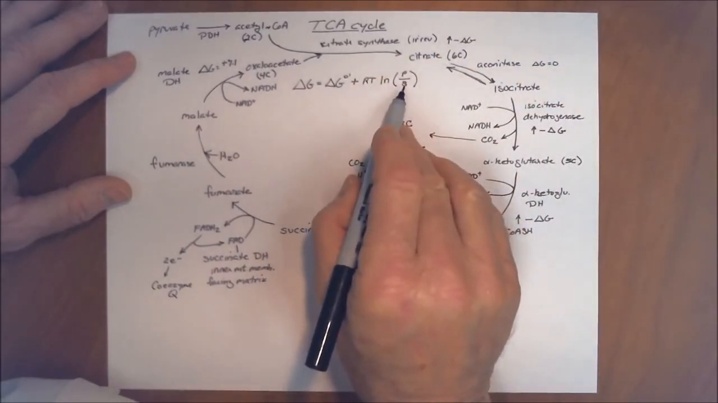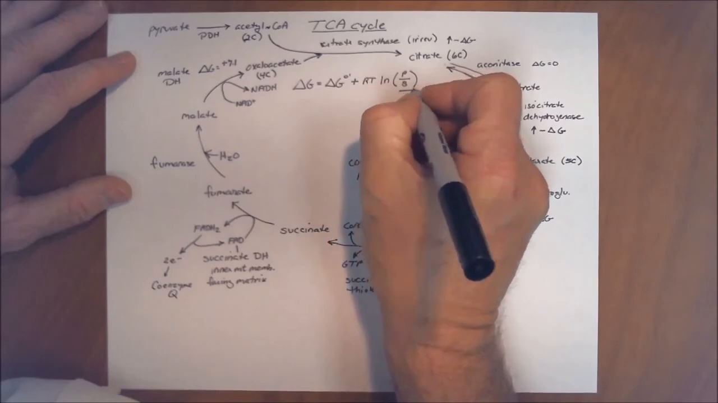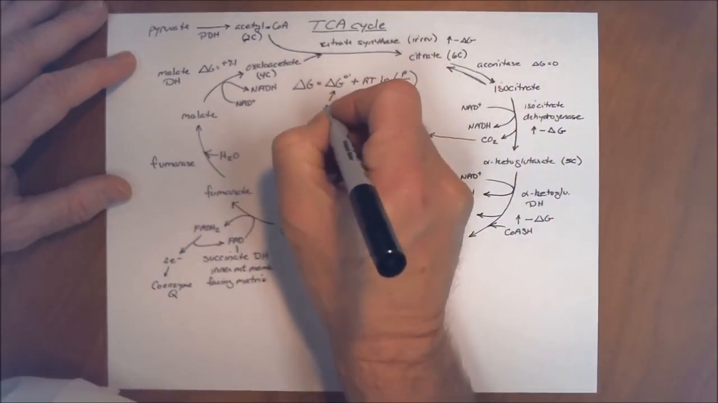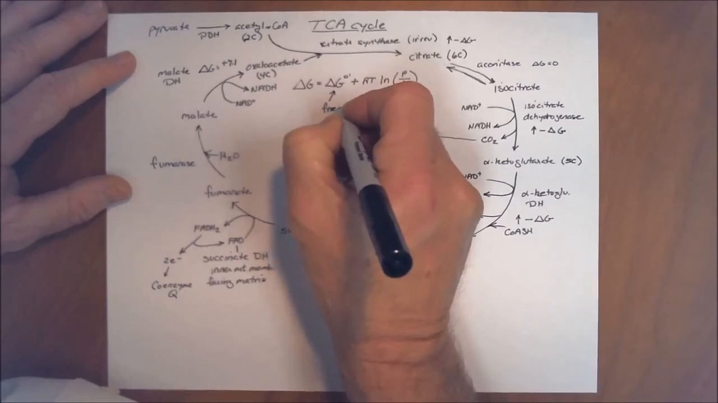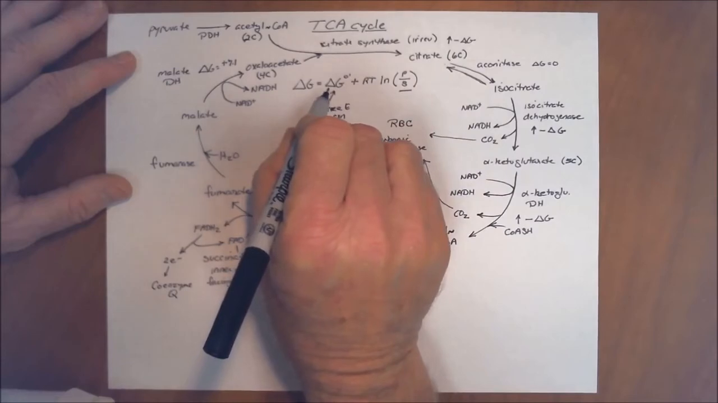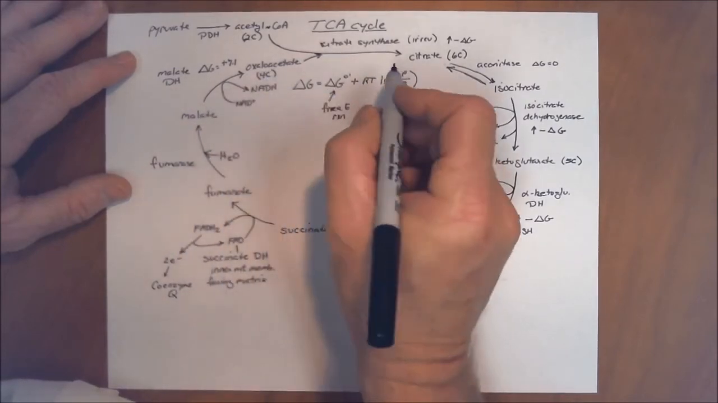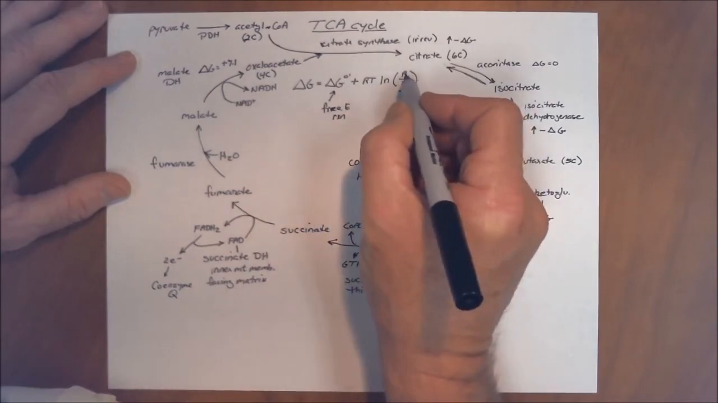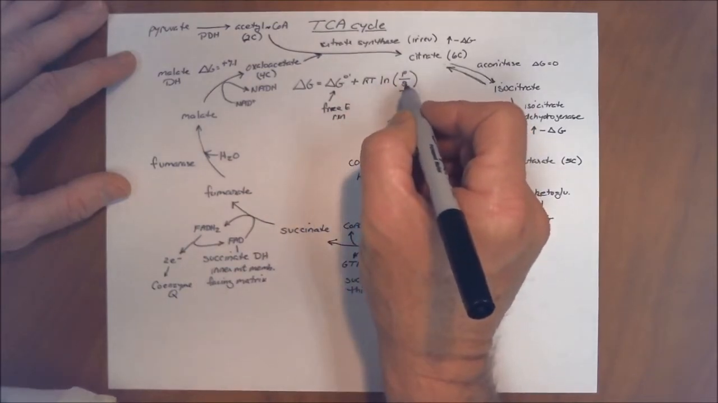notice the product over the substrate. This is our key factor in this. This is the free energy change of the reaction, and this is fixed. This is a constant depending on this reaction. Our gas constant and temperature, of course, are constant. Now the natural log of the product over the substrate.